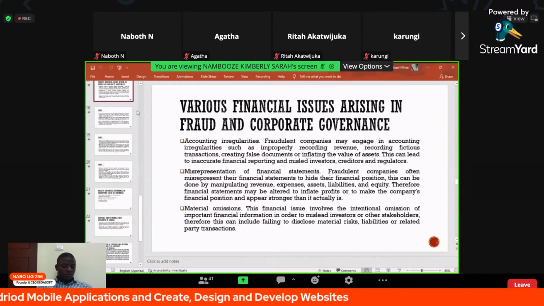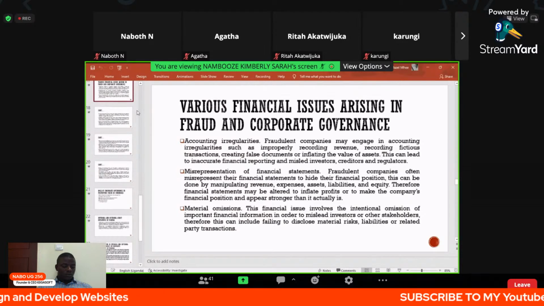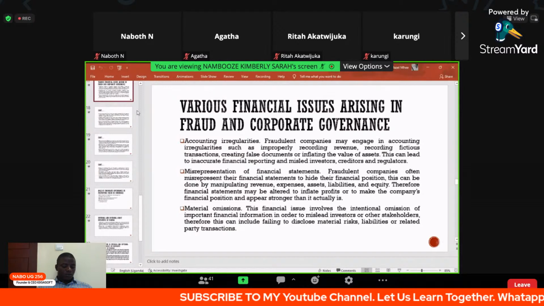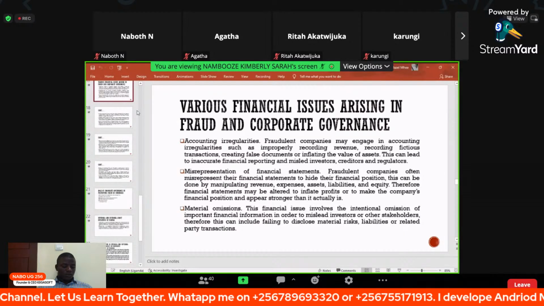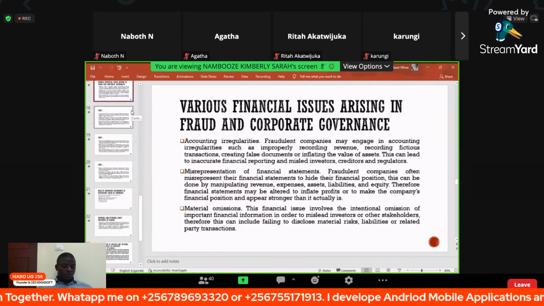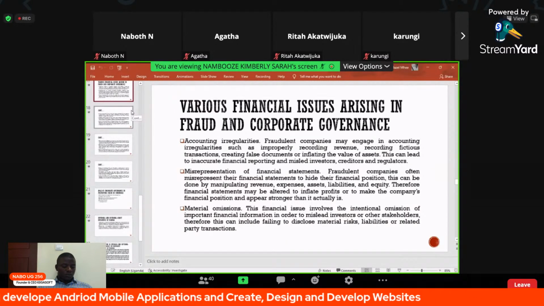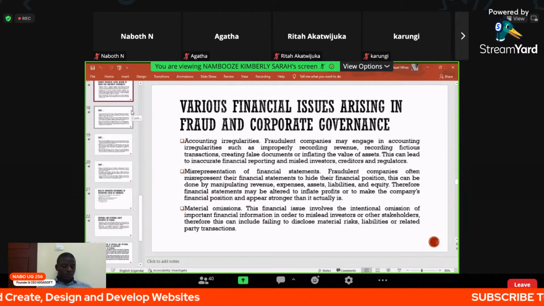Then the next one is misrepresentation of financial statements. Fraudulent companies often misrepresent their financial statements, like their financial positions. This can be done by manipulating revenue, expenses, assets, liabilities, and equity. Therefore, financial statements may show a financial position that appears stronger than it actually is.